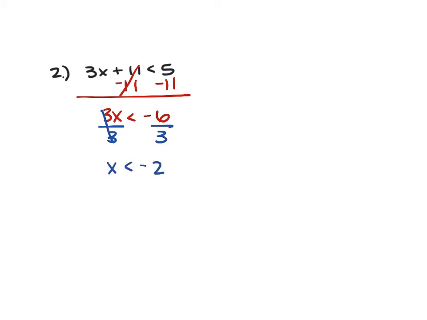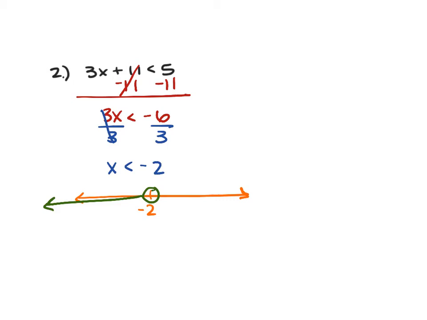Again, I'm going to graph this first before I give my interval notation, so that it's easier for me to see. I would find that negative 2. My sign is just less than, so it doesn't include the negative 2, so it's going to be an open circle on the negative 2, and then it's going to negative infinity, so it points to the left, the line runs to the left.